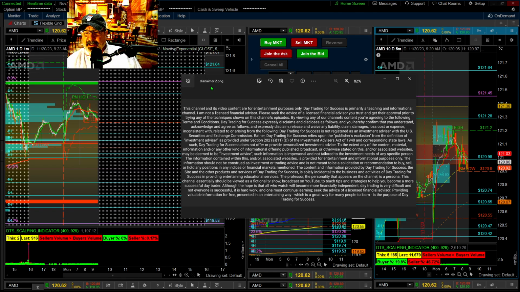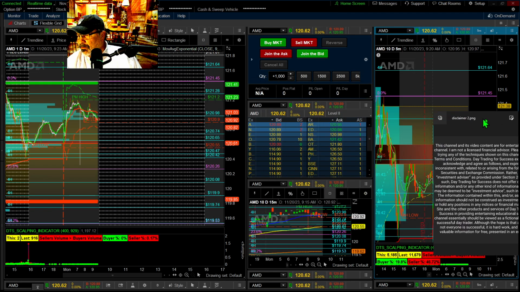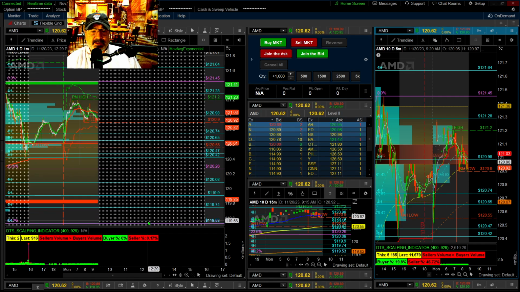Hopefully you've read this disclaimer. We'll be starting right at the open. So this is the perfect 1-minute layout with the scalpers indicator.